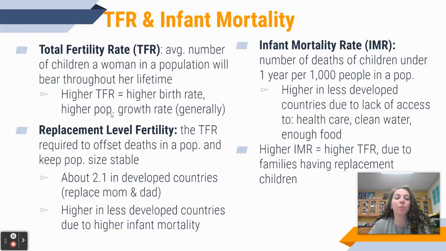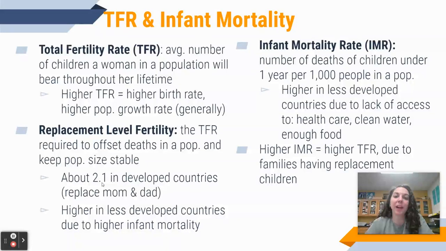Then we have this thing called replacement level fertility. This is just the total amount of TFR required to offset deaths in a population and keep the population size stable. In developed countries, which we'll talk about the difference between developed and developing and undeveloped countries a little later, that number is going to be about 2.1. So you need just enough to replace the mom and dad, but that 0.1 is going to be there for any children who will die before they reach reproductive age, or to account for the people who aren't having children.